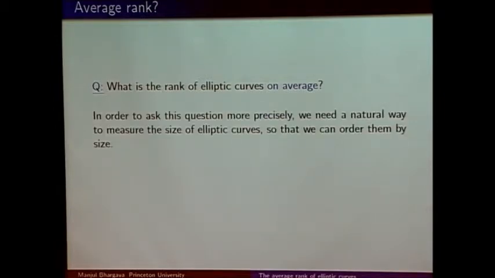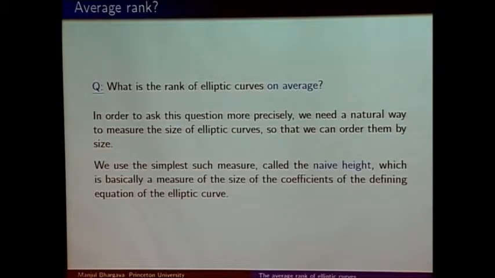So of course, in order to ask this question more precisely, we have to say which elliptic curves we're talking about. I want to talk about all of them in this talk. And then we need a natural way to measure the size of elliptic curves, so you can order them in some way and then ask the average with respect to that ordering. So the answer could depend on the ordering, although for most orderings, we suspect the answer wouldn't matter. But just to give you an example where the order would matter, if you ordered them by rank, then the average rank would be 0 because you'd never see the rank once.